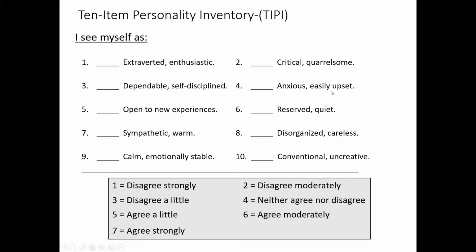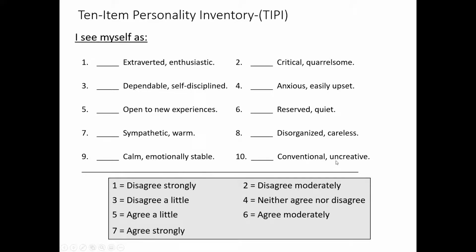Anxious and easily upset. Open to new experiences. Reserved or quiet. Sympathetic, warm. Disorganized and careless. Calm and emotionally stable. And conventional, uncreative. Think stable, gotta stick to the same thing all the time. Right, so fill these out. You can pause it, fill them out on your own.